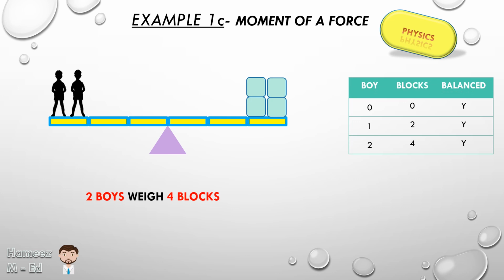So if we look at the table, when we had 0 boys, there were 0 blocks for it to be balanced. When there was 1 boy, there were 2 blocks for it to be balanced. And when there were 2 boys, then you require 4 blocks for it to be balanced.